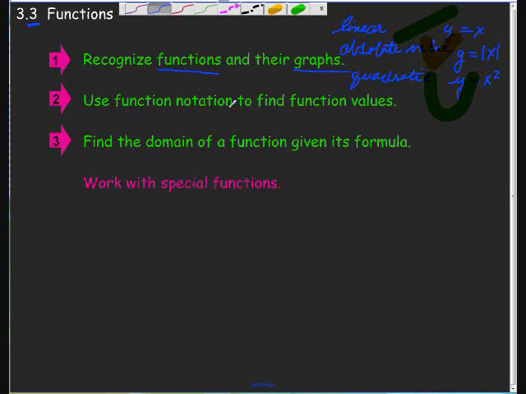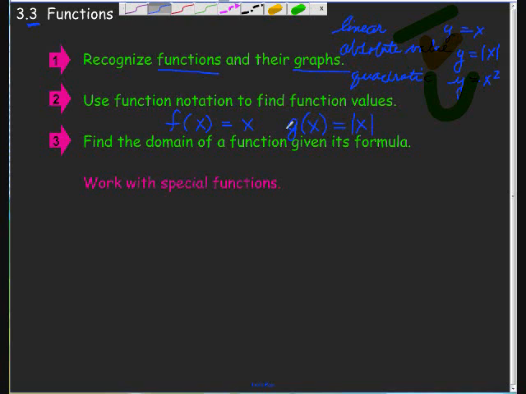Use function notation. Do you remember this? Function f with an input of x equals x. This would be the linear. Function, oh, let me rename it. I'll rename it something else. We won't call it function f. I'll call it function g of x. This function, instead of being linear, is going to be absolute value.